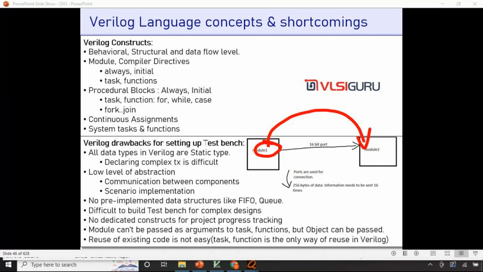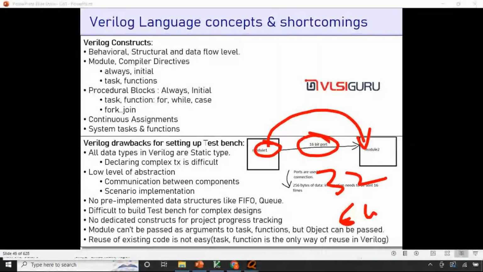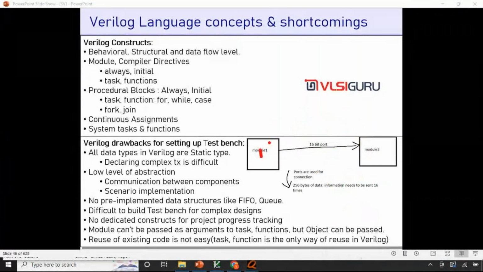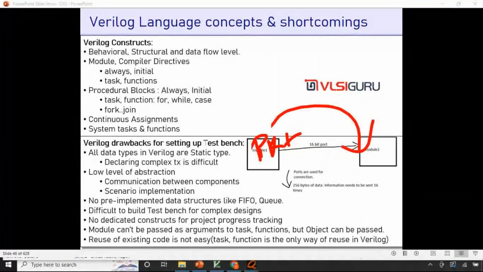So here in Verilog, you have to give 16 bits, or you may ask why 16? It could have been 32 also. It could have been 64 also. But you still have to give it bit by bit, vector based. In SystemVerilog, you can just give the whole packet at once. Clear?